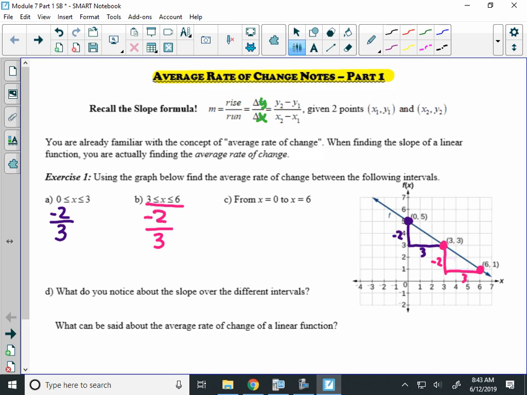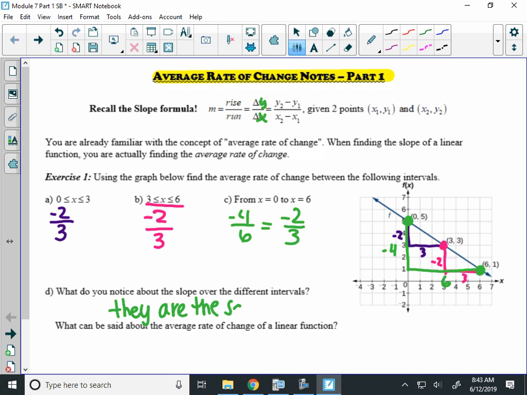That should not be unusual because it's a line here, and we'll talk about that in a second. Lastly, I'm going to find the rate of change from 0 to 6. Now over the whole interval, it looks like I'm going to go down 4 over 6. So negative 4 over 6, which simplifies to negative 2/3. Well, what do I notice about all those slopes? They are the same.